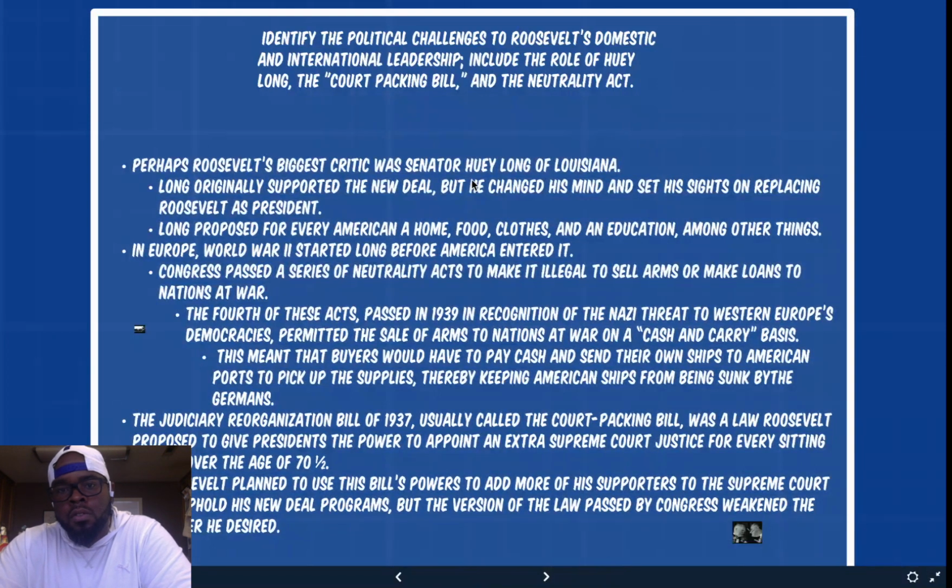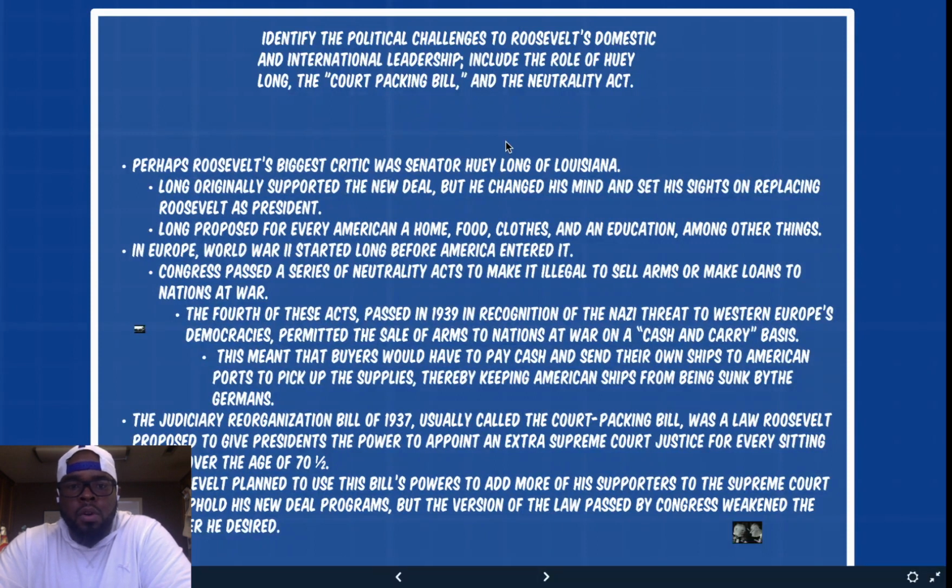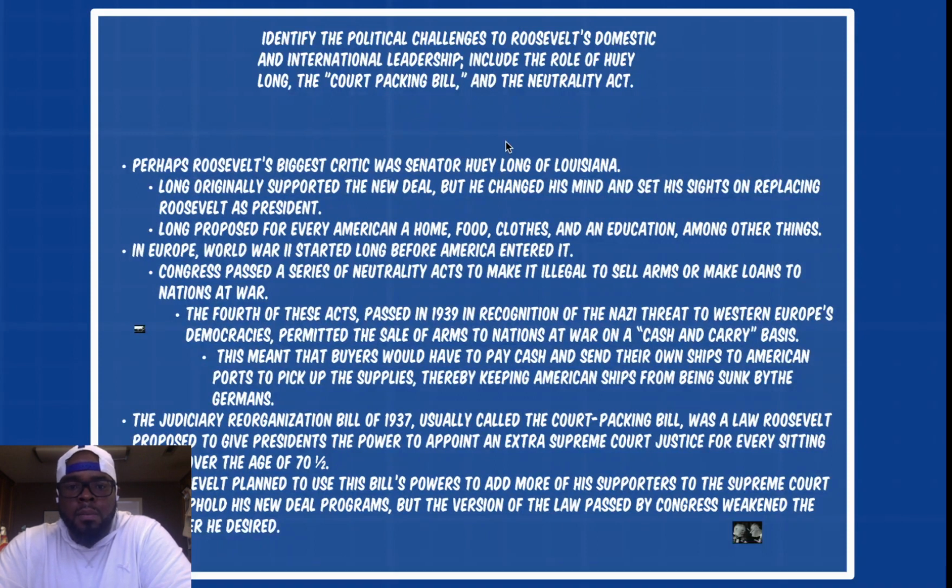The first thing we'll talk about is that he had a very big critic. His name was Huey Long from Louisiana. He really supported the idea of the New Deal initially, but then he later changed his mind as he sought to actually run for president. Long proposed for every American to have a home, food, clothes, and education, amongst other things, but the question always will be, how is that going to get paid?